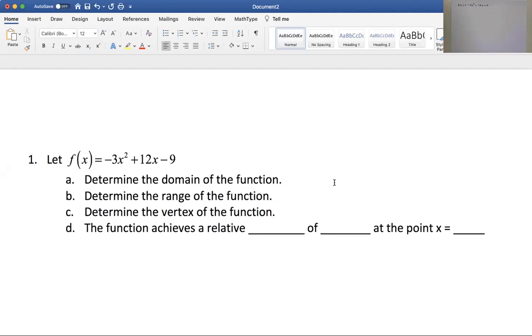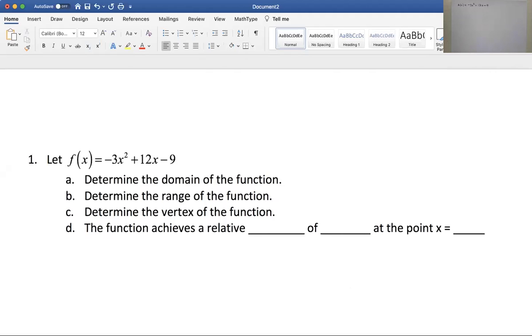So here's our question. Let f of x equal negative 3x squared plus 12x minus 9. We want to find the domain, range, vertex, and determine where the function achieves its minimum or maximum. Let's recognize that it is a parabola, and that should give us an idea about the domain and range.